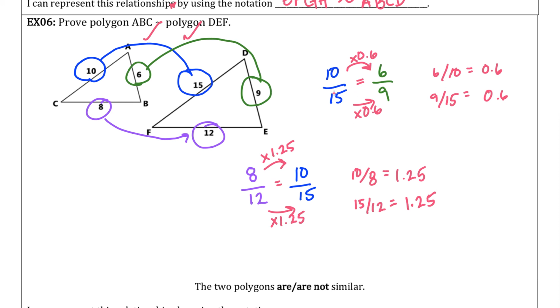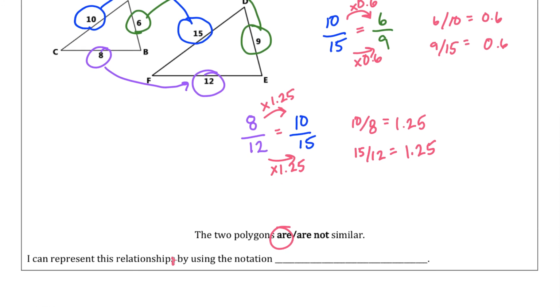So, since these are proportional, if I take one, like the 10 and 15, and use it with the other one, like 8 and 12, you don't have to go back and do 8 and 12 with 6 and 9, because you did 8 and 12 with 10 and 15, and you did 10 and 15 with 6 and 9. You see what I'm saying? So basically, we don't have to do the 8 and 12 with the 6 and 9, because we did the 8 and 12 with 10 and 15. And we know that the 10 and 15 is proportional or similar to 6 and 9. So they are similar. And we can represent this relationship using the notation ABC is similar to DEF.